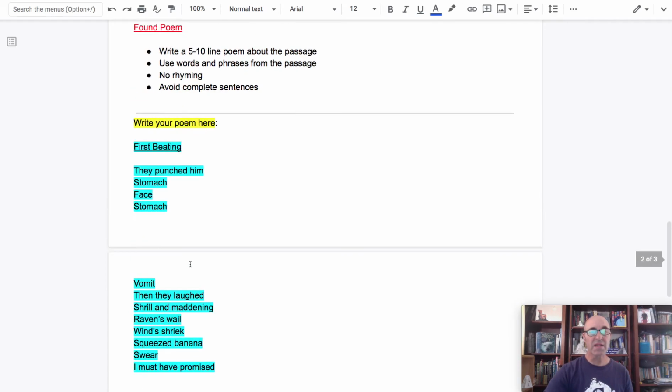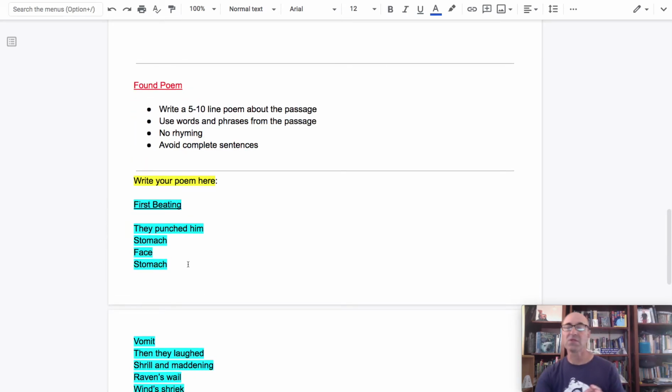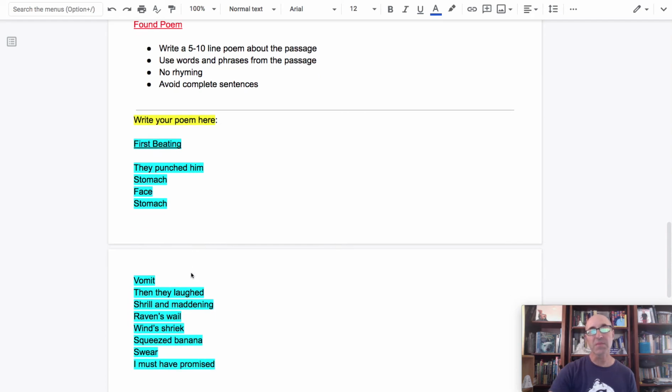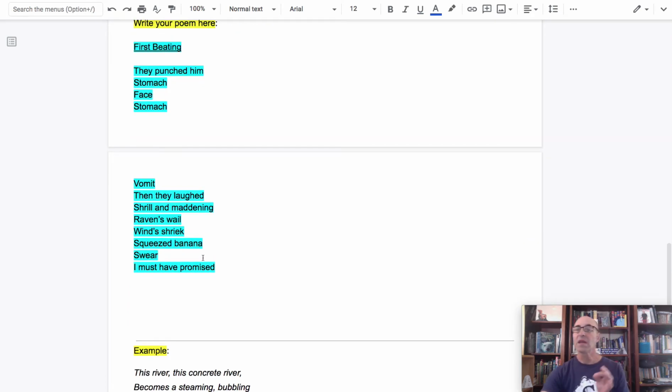It does not need to make sense. It does not need to rhyme. It does not need to be complete sentences. It does not need to be good. If it is from the passage and it has 5 to 10 lines, you will receive full credit.